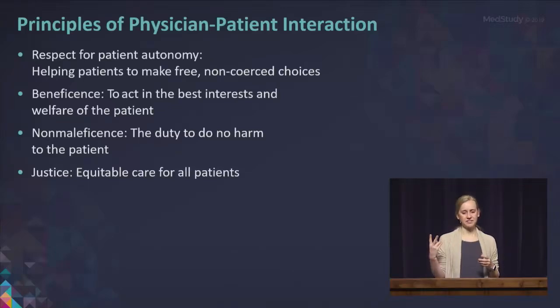The second one is beneficence, right? So to do good things for the patient, to do your best to help them, right? The next one is sort of the flip side of that coin, non-maleficence, which means you don't hurt them, right? And then finally, justice, which is equitable care for all patients. And justice can be related to socioeconomic status. It can be related to geographic differences, gender differences, everything.